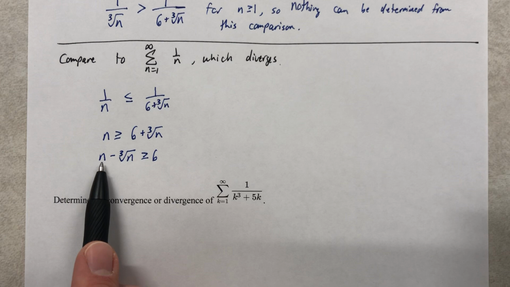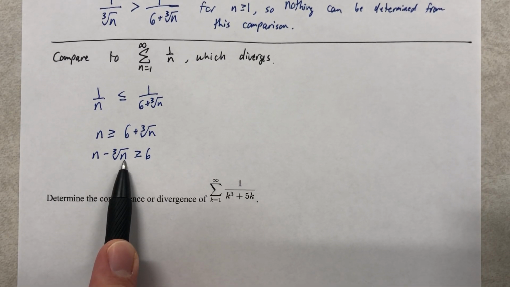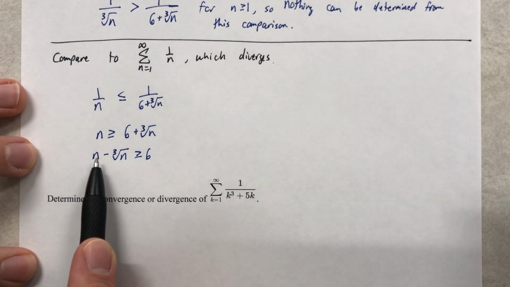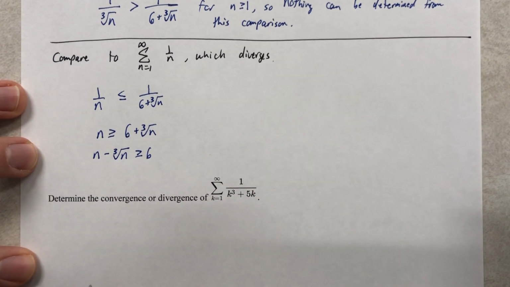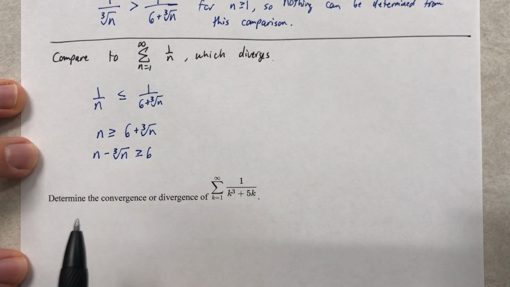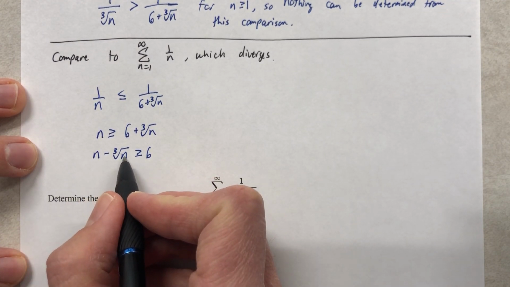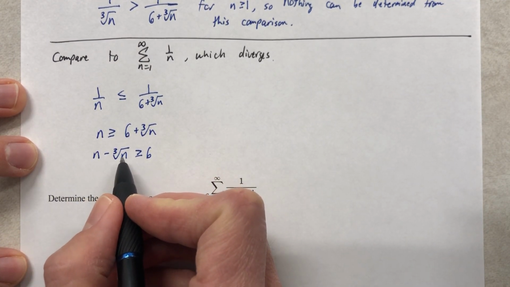If I plug in a 1, is this going to work? If I plug in a 1 minus cube root of 1, no. So 1's not going to work. 2 minus cube root of 2. Well, I don't know what the cube root of 2 is. Let's jump to a number that is cube rootable. Let's go to 8. 8 minus the cube root of 8, which is 2.